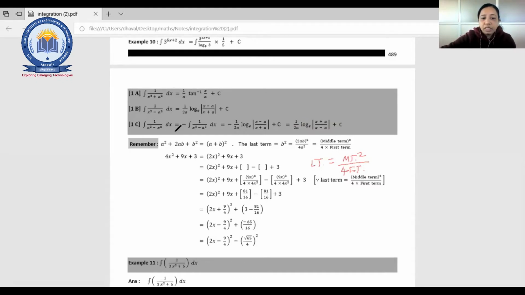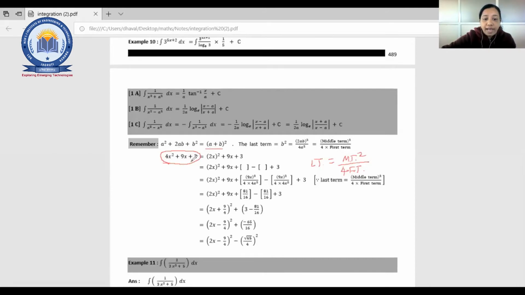So what happened? Any expression is given to me, and I need to convert it into which form? a square plus 2ab plus b square. So I can write it in which form? (a plus b) square. Fine. That is my aim, that I need to convert it into something like this, (a plus b) square, otherwise (a minus b) square. So I want this equation to be converted into that form: 4x square plus 9x plus 3.